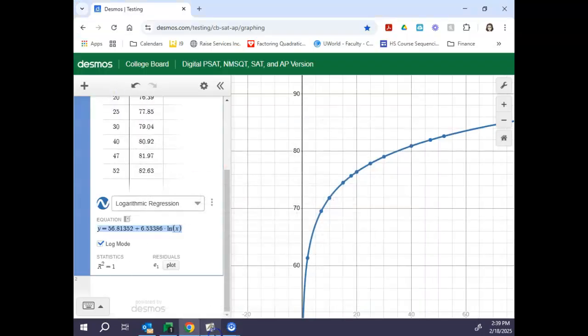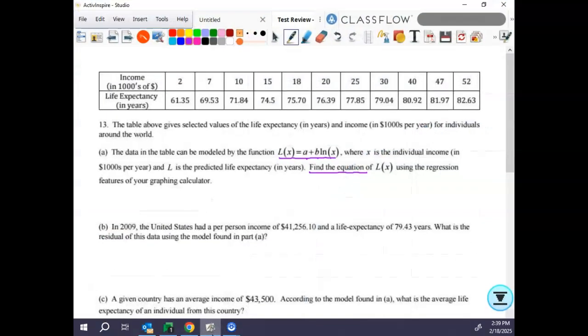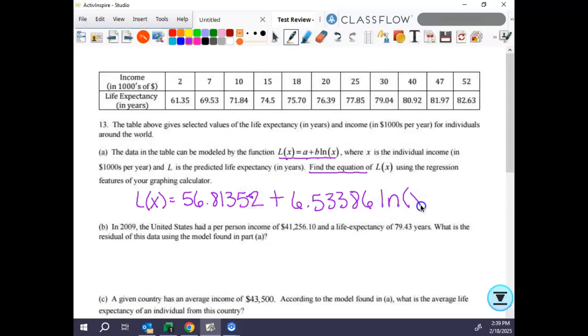So then I can take this and write this down. Remember, we're going to write down 5 decimal places just to be safe. And I'm going to make sure I use the correct values here. On the other one, it was L of T and T. This is L of X and X. So L of X equals A, which is 56.81352, plus B, which is 6.53386, times the natural log of X. Okay, now we're writing down 5.